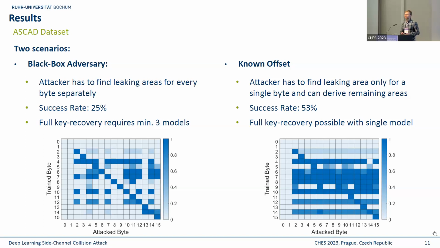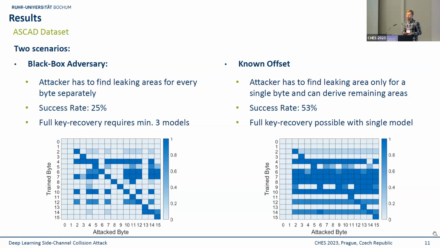We differentiated the attack into 2 scenarios. In the first scenario, we assumed an attacker without any knowledge, such that the leakage identification needs to be performed for each byte separately. In this case, we were able to reveal 25% of all possible combinations of key differences. And as you can see from the figure, approximately 2 to 3 bytes need to be trained until all relevant key differences can be obtained.